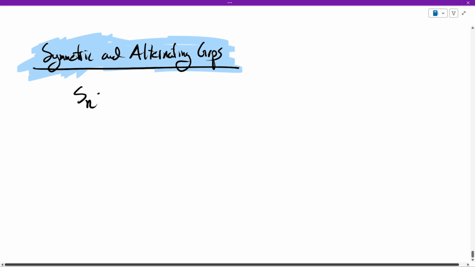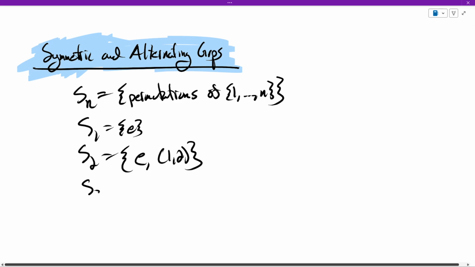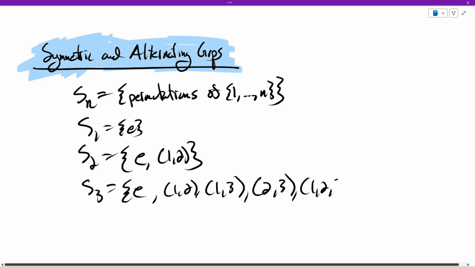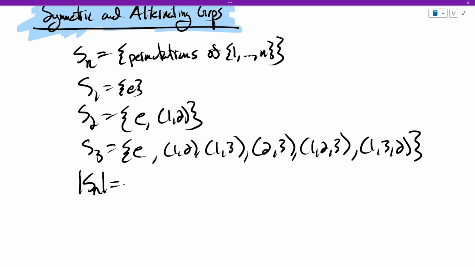Let me just remind you, Sn is the set of all permutations of the set 1 to n. So for example, S1 is just trivial. S2 is the identity and the element that swaps 1 and 2. S3 is the identity, the element that swaps 1 and 2, the element that swaps 1 and 3, the element that swaps 2 and 3, the element that cycles through 1, 2, and 3 in that order, and the element that cycles 1, 3, and 2 in that order, and so on. In general, we saw in class the order of Sn is n factorial.